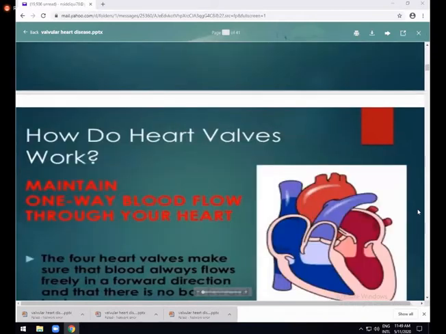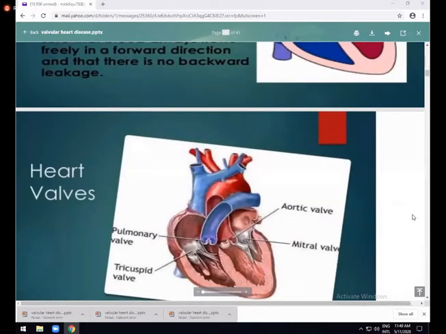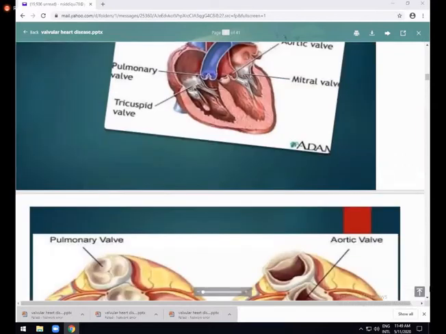All of you know that there are four heart valves, and they make sure that the blood always flows freely in the forward direction, and there is no backward direction. These are the heart valves which are shown in the picture. This is the aortic valve, this is the mitral valve, pulmonic valve, and the tricuspid valve. This is another diagram showing you the pulmonic valve, mitral valve, aortic valve, and the tricuspid valve.